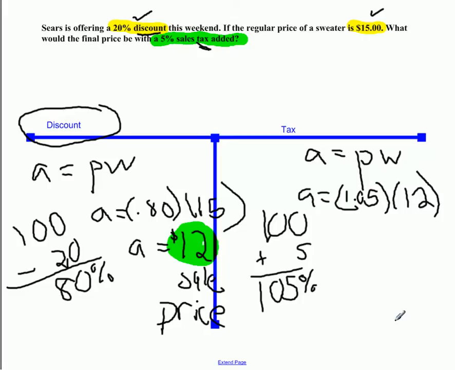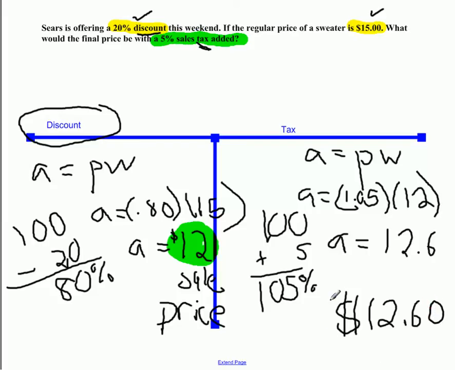And then when I multiply those together, 1 and 5 hundredths times 12, I will get an answer that is 12.6, which doesn't really look like money because it's asking, going back to the problem again, what would the final price be? So the final price in money is going to be $12. I'm going to use the 0.6, but I need another placeholder here so it now looks like money. So my final answer is $12.60.